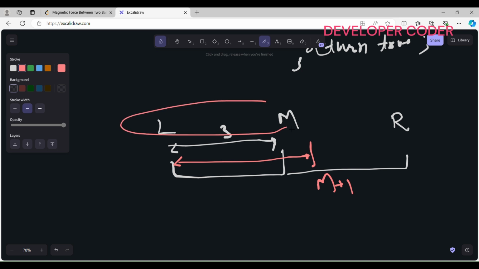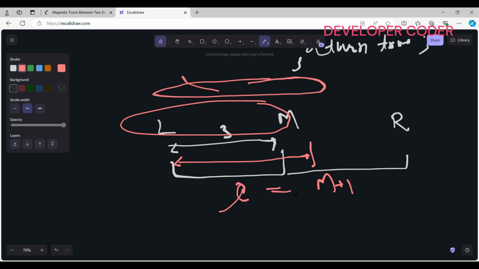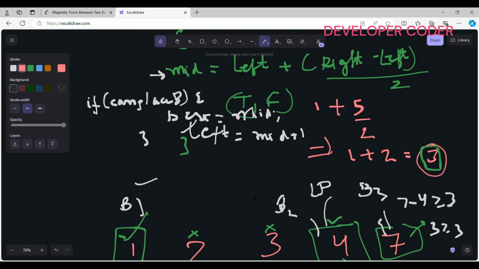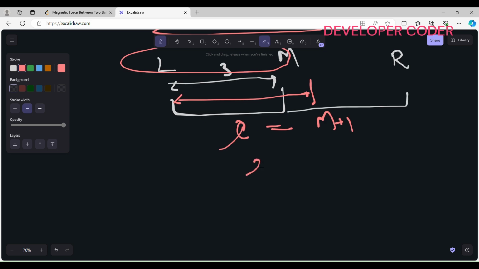Until here. Now let's check for other possibilities. Let's check for this much of possibility. This is the minimum distance. So now my left is going to become mid plus 1, and again I have to do the binary search. Left is equal to mid plus 1, so left becomes 3 plus 1, which is 4.